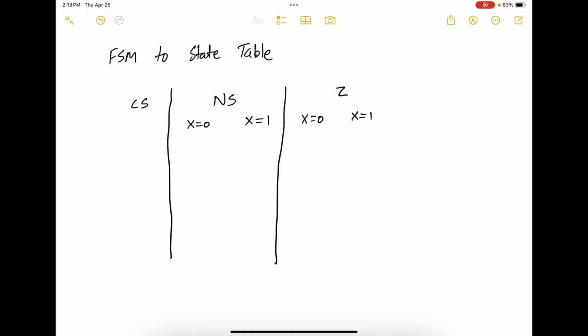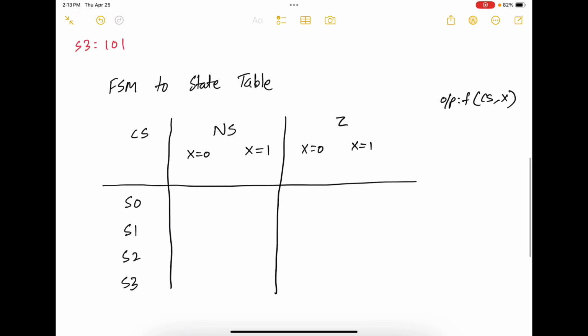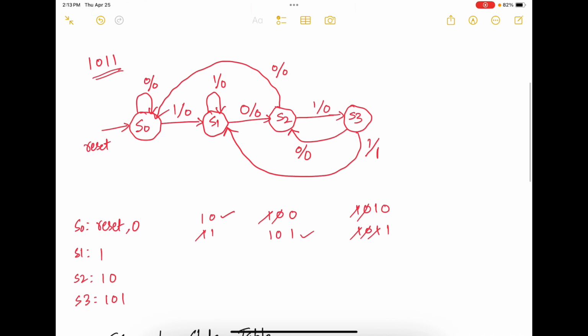Remember, in a Mealy machine, your output is a function of both current state and the input. In your Moore machine, your output was only a function of current state. You had 4 states, S0, S1, S2, S3. Now let's use this FSM and try to figure it out.